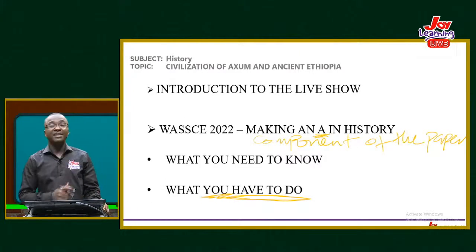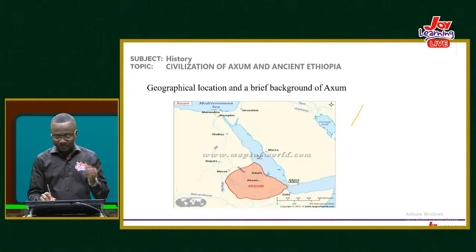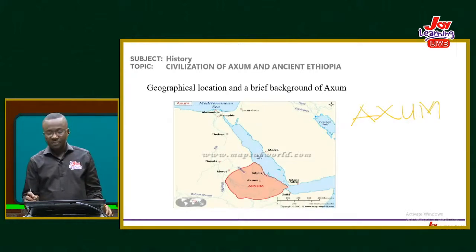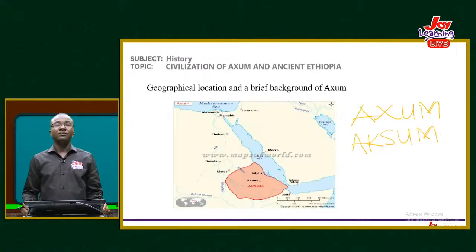Our topic is the civilization of Axum and ancient Ethiopia. Now, Axum is spelled A-X-U-M. That is the popular spelling that most of us know. But in some cases, it is also spelled A-K-S-U-M. Yes, so either A-X-U-M or A-K-S-U-M. Both of them are accepted. But let's just stick to what we are used to, which is A-X-U-M. So Axum, the civilization of Axum.